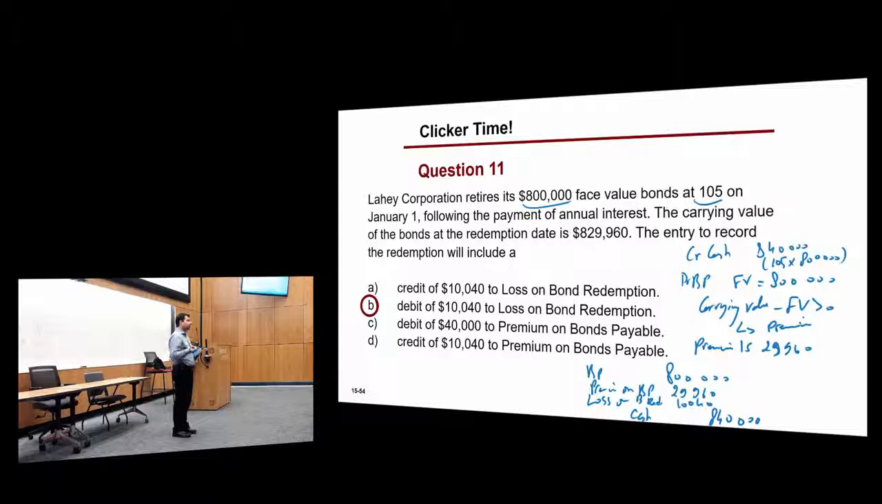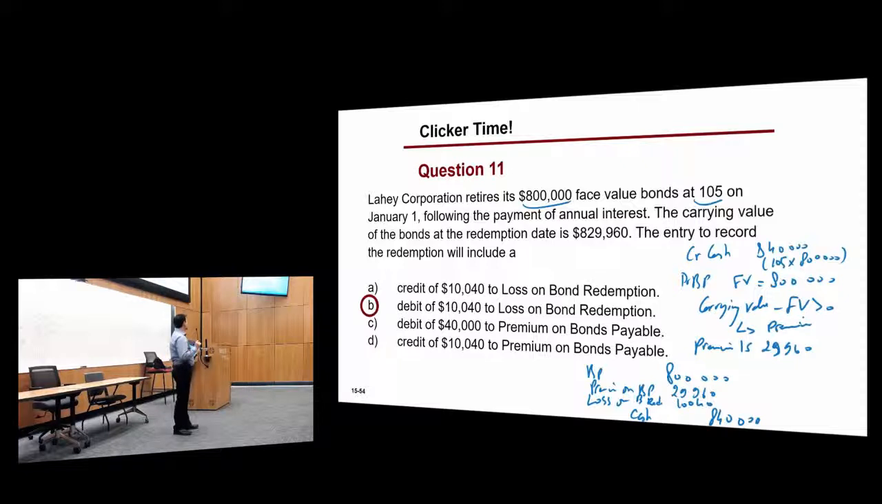That's higher than face value, which means that when the company sold or issued those bonds, they issued them at a price higher than the face value. When they issue at a price higher than the face value, what does that mean? They issued them at a premium. So it was originally a premium.